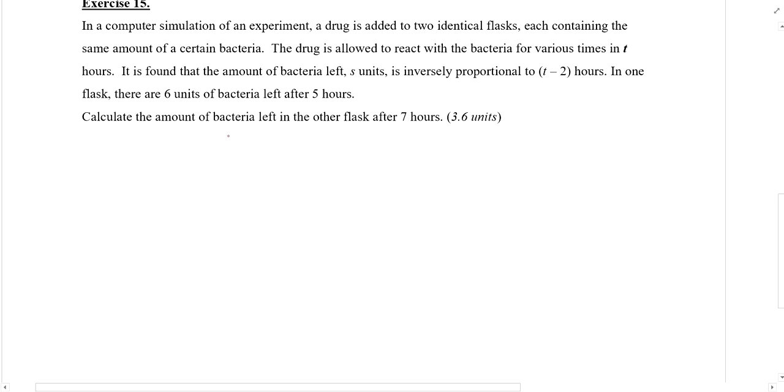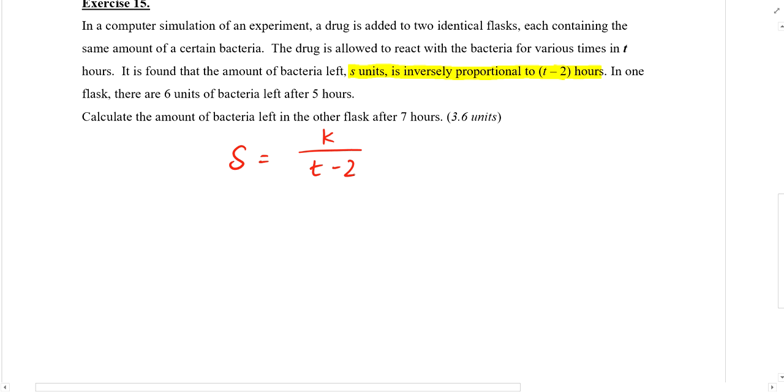Okay, so here from after all the long story, we see that the important phrase is over here. S is inversely proportional to t minus 2. So the equation that is to be written is S equals K over t minus 2.